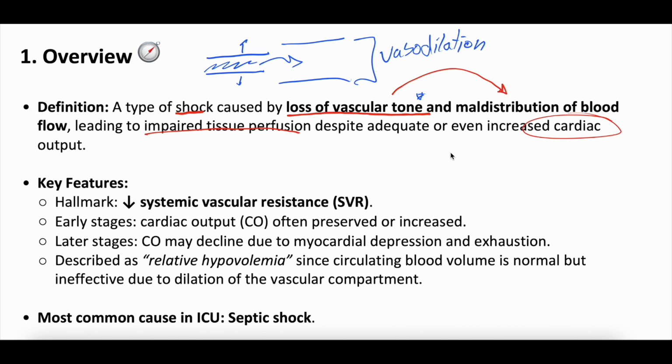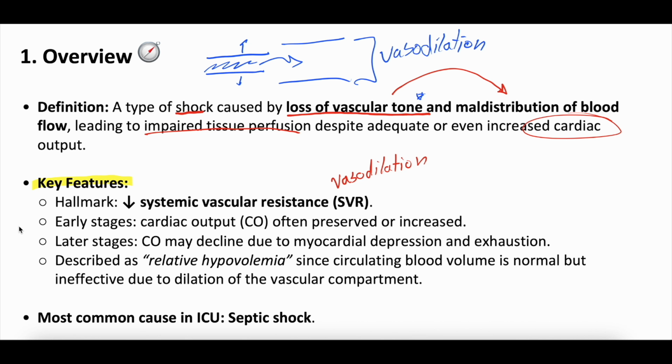But because you're so vasodilated, you've lost your vascular tone. There's not enough effective or stressed volume in your blood vessels to perfuse your tissues adequately. And the key features of distributive shock, the hallmark features, are decreased systemic vascular resistance, right? That's vasodilation, or that loss of vascular tone, okay? So you get decreased SVR.